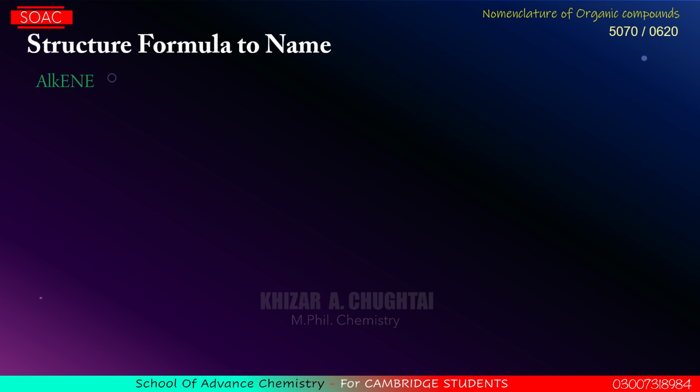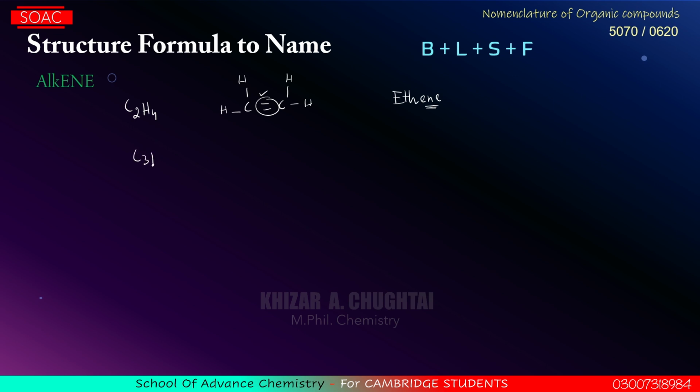Come towards alkenes. The smallest member of the alkene family starts from two carbons, as alkenes are supposed to have at least one carbon-carbon double bond. This is C2H4, and you know it has two carbon atoms, so its name will start from eth, but this time there is one carbon-carbon double bond, so we will write ethene.